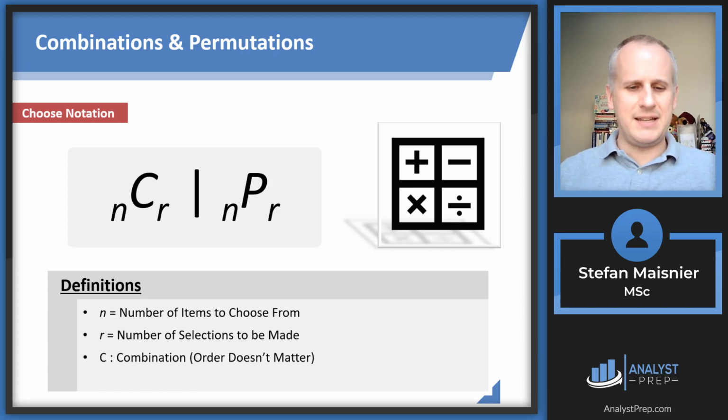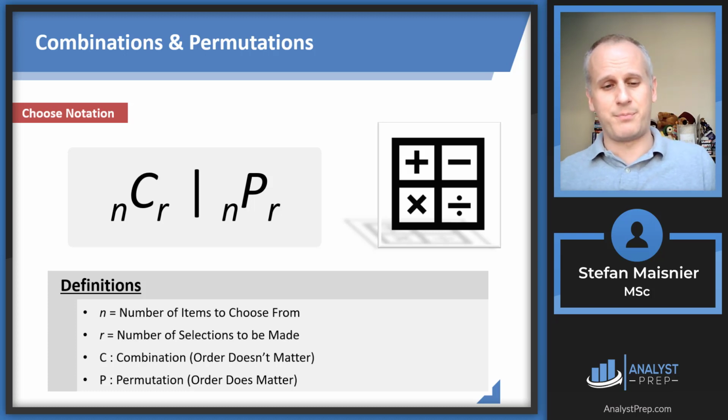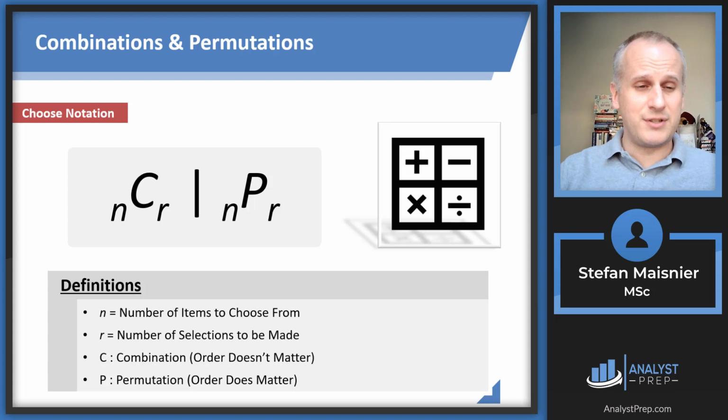Now, the big C indicates that it's a combination. The big P means that it's a permutation where order does matter, because placement and permutation both start with P. So that's just if you see these sorts of terms in your GMAT prep, that's what they mean when you see this format of formula.